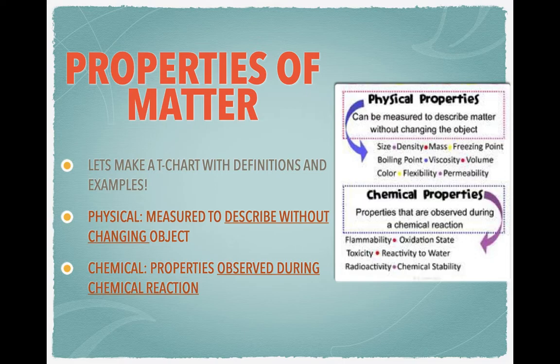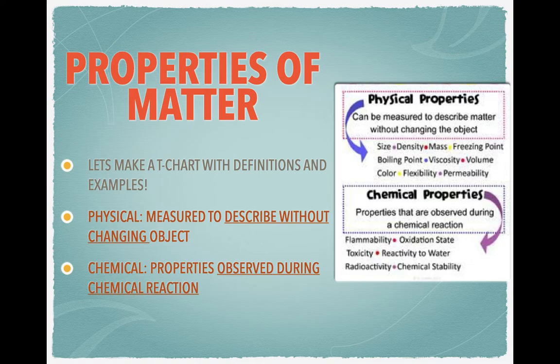Flammability, so will it catch fire? Oxidation state, will it react to the oxygen in the atmosphere? Toxicity, is it poisonous? Reactivity to water, what's it going to do when I put it in water? Radioactivity, so how is it going to give off excess ions and be some kind of dangerous to organic materials? And then chemical stability. So: flammability, oxidation state, toxicity, reactivity with water, radioactivity, chemical stability. You're going to pick 2. 3 is better, but you need to pick 2. Write them down where it says examples.